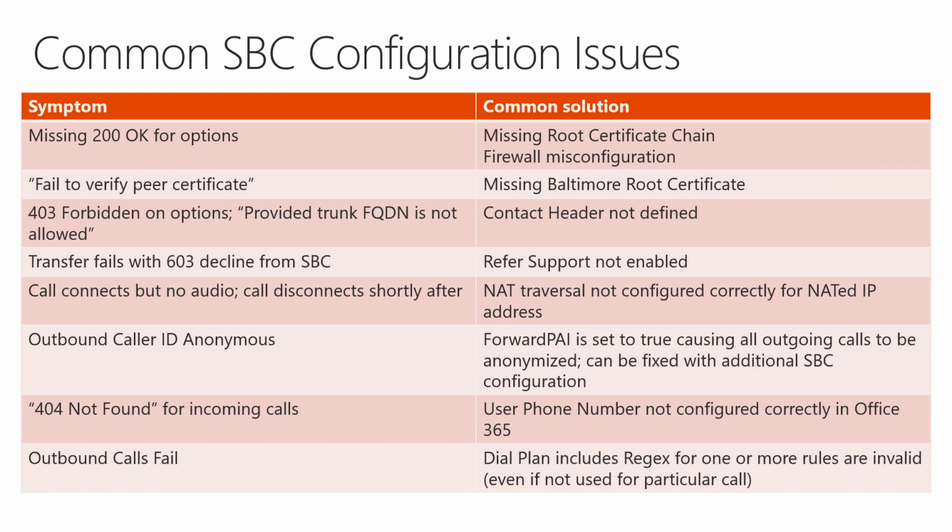If you see all outbound callers as anonymous, so a Teams user calls a cell phone user, and on the cell phone the caller ID is not shown, it just shows anonymous, check if you have enabled forward PII. If you have enabled forward PII, you need to do a couple of additional settings on the SBC so that calls are not anonymized when they are being sent out.